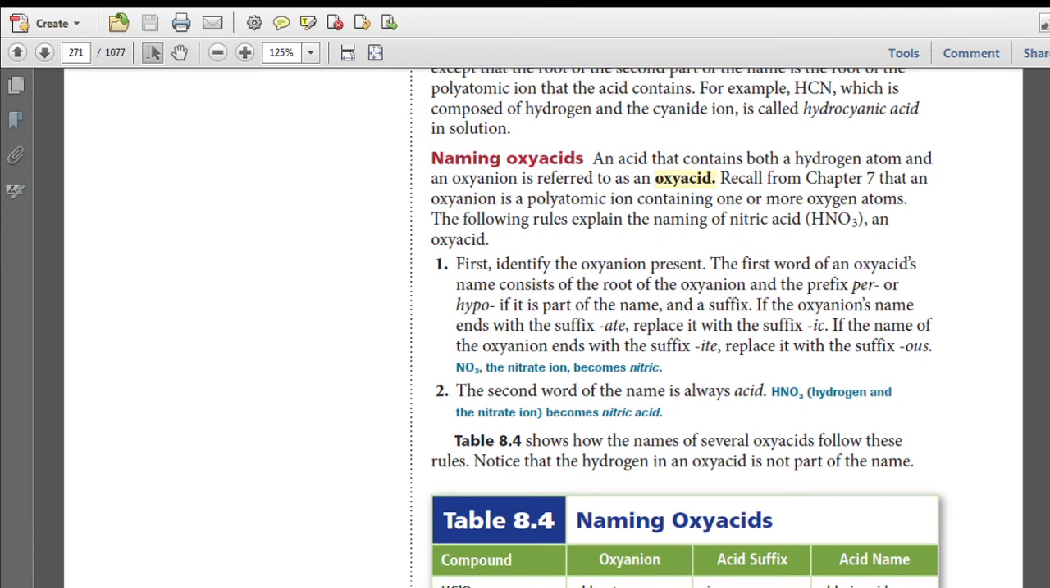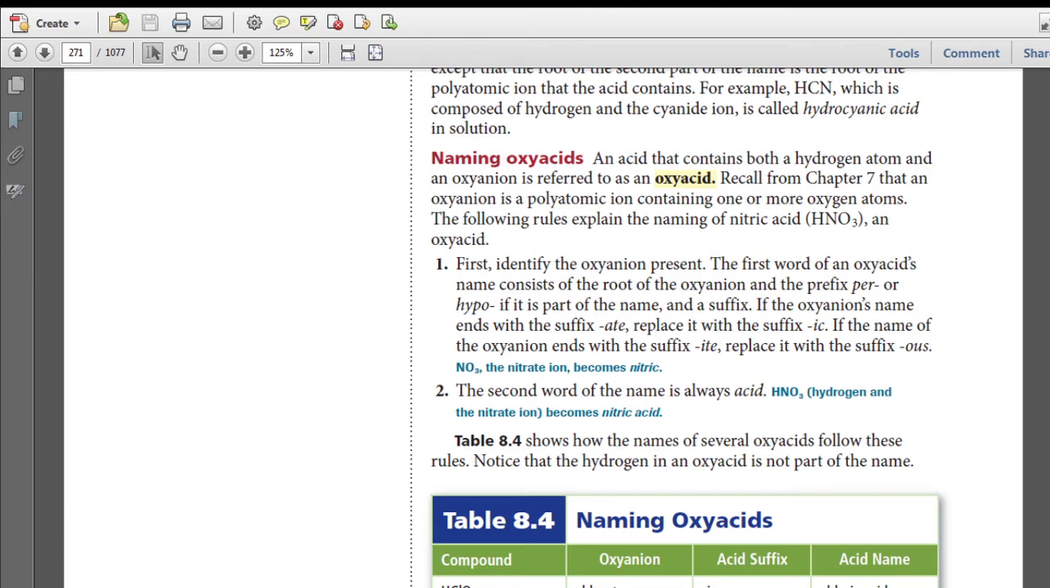An acid that contains both a hydrogen atom and an oxyanion is referred to as an oxyacid. Recall from Chapter 7 that an oxyanion is a polyatomic ion containing one or more oxygen atoms. The following rules explain the naming of nitric acid, HNO3, an oxyacid. First, identify the oxyanion present.